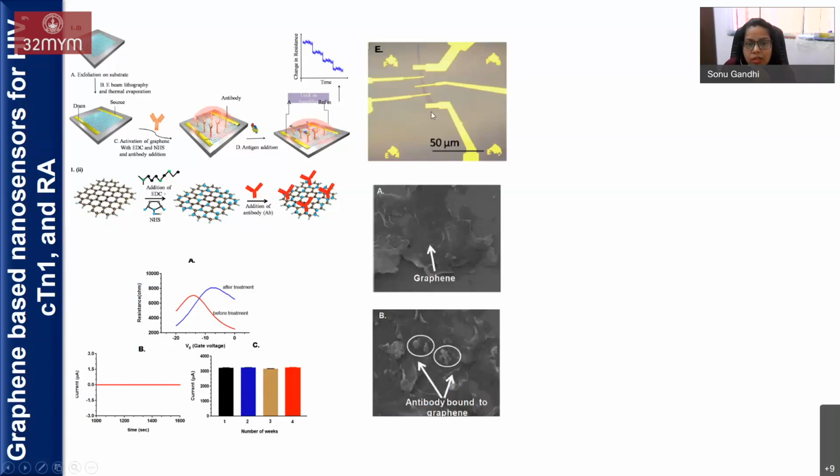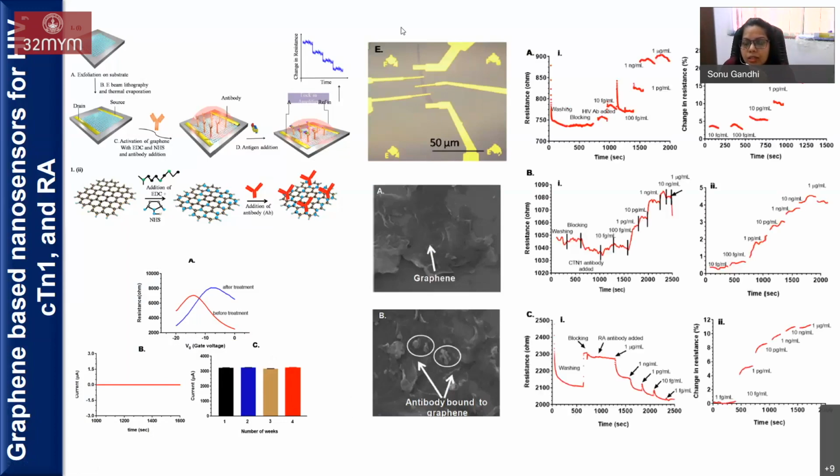This is the graphene optical microscope picture, and this is the SAM, and this is the antibody bound with the graphene. Then we have done the sensing, while in case of HIV it was 10 femtograms per ml, and CTN1 antibodies gave us the detection limit of around 100 femtograms, and RA antibodies gave us the detection limit of 10 femtograms per ml.